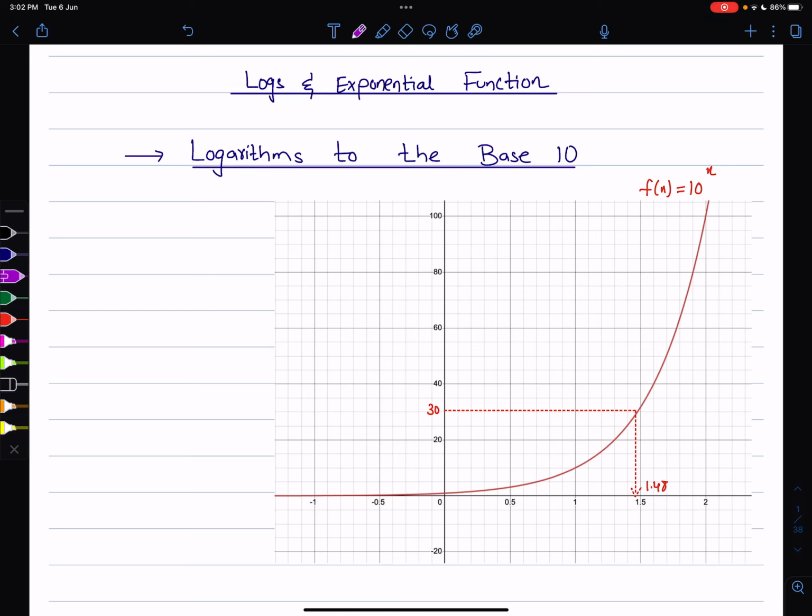Hi, in this video we are going to be starting off with the chapter logs and exponential function. In this video we are going to first cover logarithms to the base 10. Now I'll introduce you to what logs is.